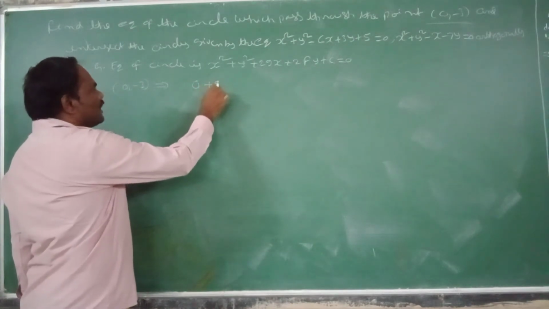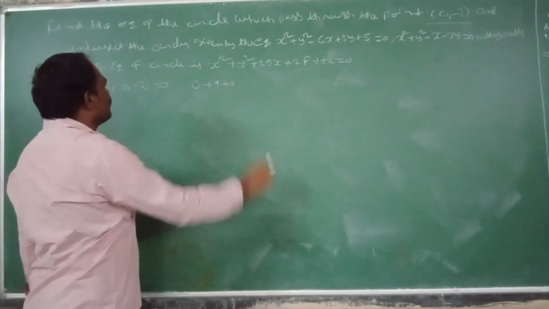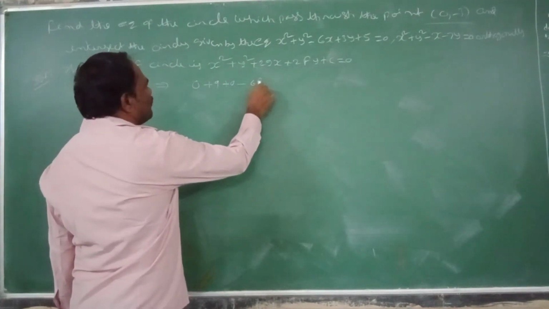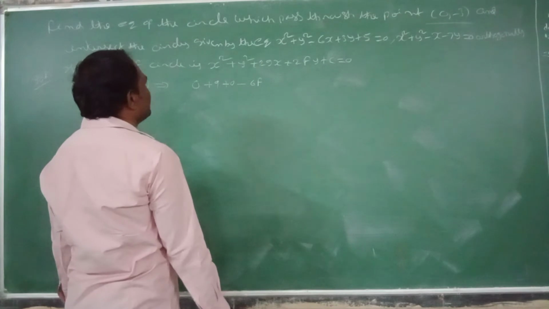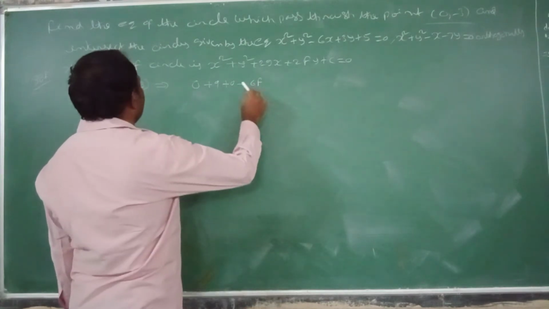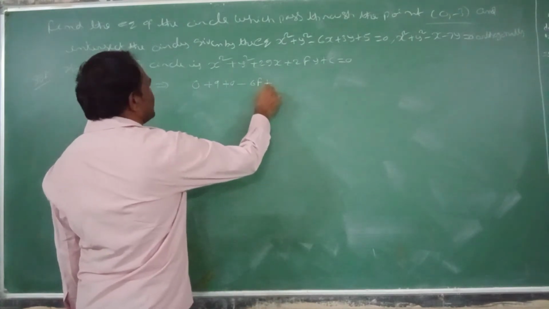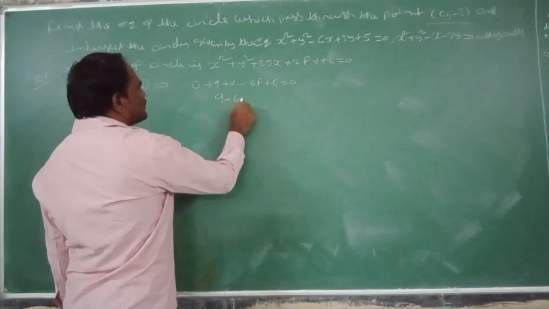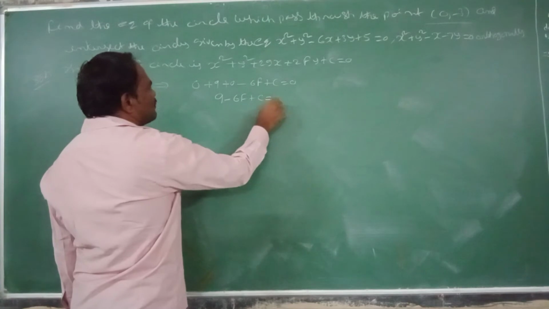0 plus 9 plus 0 minus 6f plus c. So 9 minus 6f plus c is equal to 0.